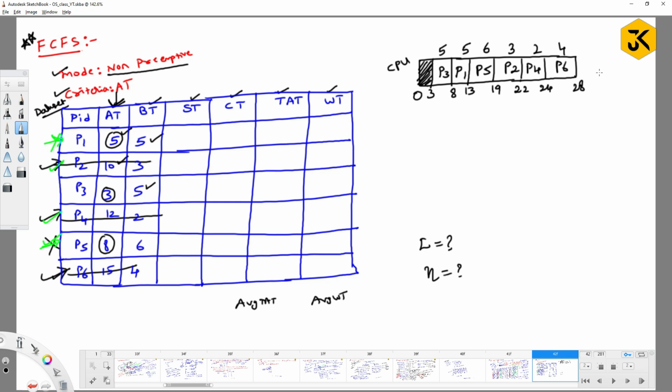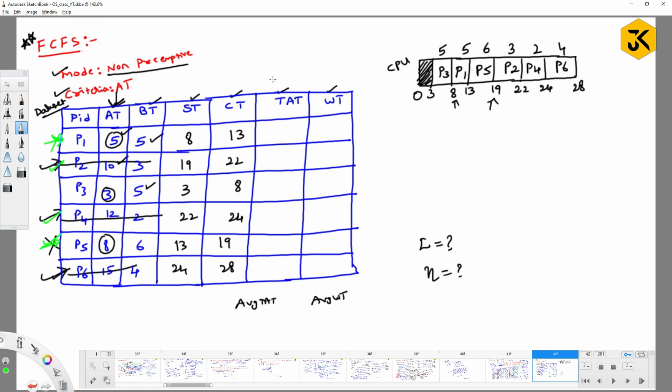Based on this Gantt chart, can you fill the table? So starting time of process P1 will be 3, completed by 8. Is it the correct one? No. Observe, guys, process P1 started at 8 and completed at 13. Process P2 starts at 19, completed by 22. Process P3 starts at 3 and ended by 8. Process P4 starts at 22, completed by 24. Process P5 starts at 13 and completed by 19. And process P6 starts at 24 and completed by 28.